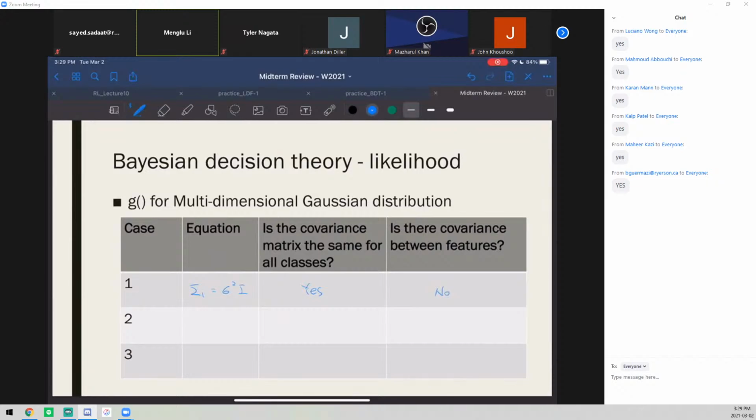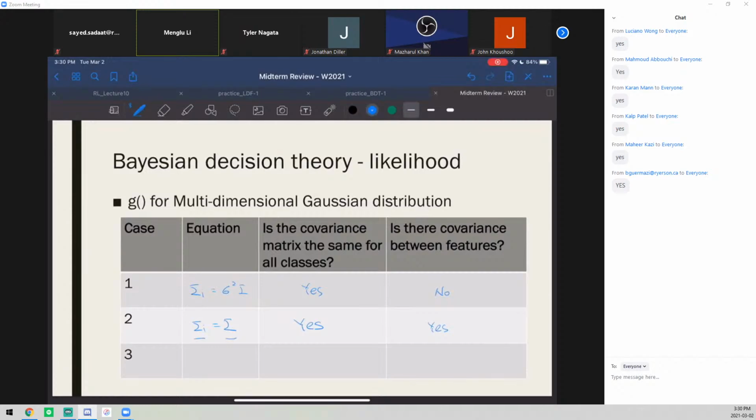The second case: all covariance matrices are the same, or I can write it like this. So the covariance matrix is always the same for all classes. And there is a covariance between features, because if one covariance matrix changes, the second one also changes.